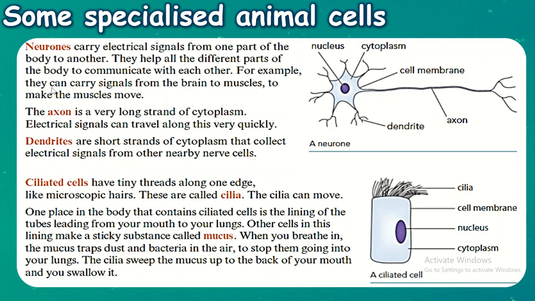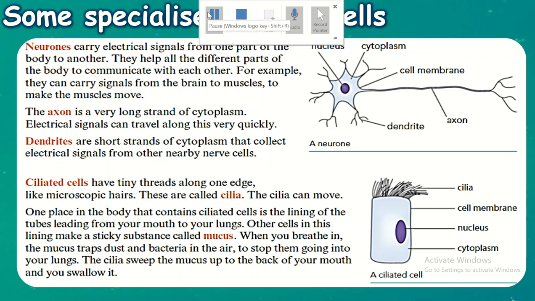For example, they can carry signals from the brain to muscles to make the muscles move. If you want to move your muscle, the brain should order the muscle to move. So what happens? The neuron takes the order from the brain and brings it to the muscles, and then the muscle starts moving. So the brain controls the whole body through signals. It means the brain will send signals to each part of your body for moving, for relaxing, and for other functions.